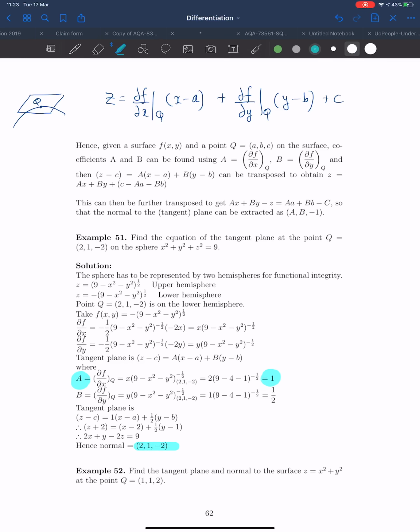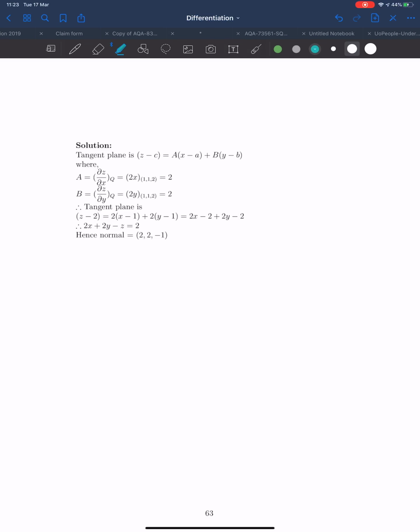Okay, right, the next one, example 52, and that'll be enough for today. You do need this type of question for your exam, but you'll see them in the exam papers that you've got online. They're not quite as complicated as this, but you can look at those and we'll do revision next time we're back in uni. Find the tangent plane and normal to the surface z equals x squared plus y squared at the point Q, which is 1, 1, 2. Okay.